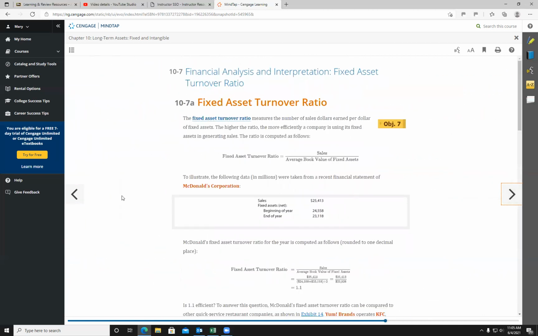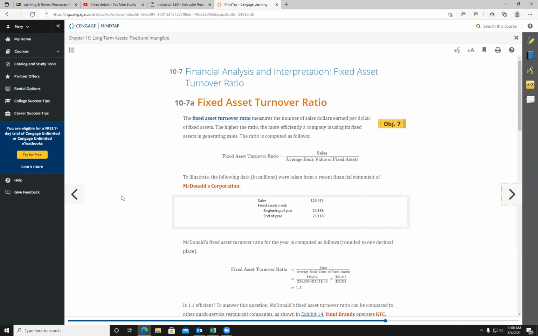So let's talk about some financial analysis interpretation. We have what's called a fixed asset turnover ratio. This measures the amount of sales earned per dollar of fixed assets. So the higher the ratio, the more efficiently a company is using its fixed assets and generating revenue.